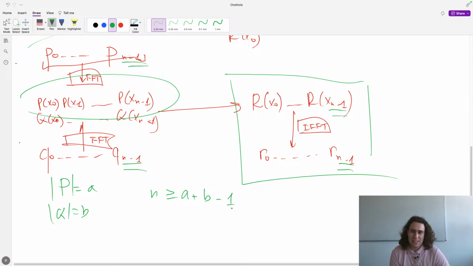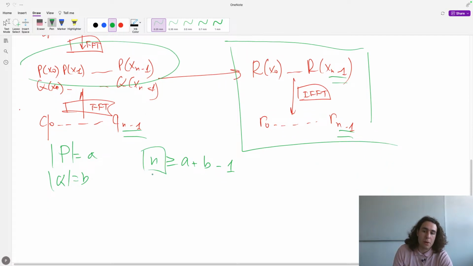Why is it the case? Well, because the degree of p is a minus 1, the degree of q is b minus 1, so the degree of r is a plus b minus 2, so the size of r is a plus b minus 1. Okay. And also because it's convenient, we're going to solve this problem using divide and conquer. For convenience, we're going to need this n to be a power of 2. So we choose n to be any power of 2 that is at least a plus b minus 1.